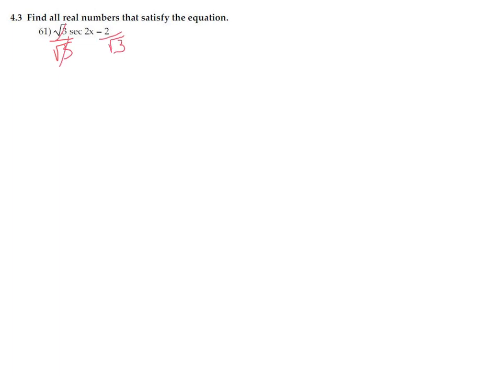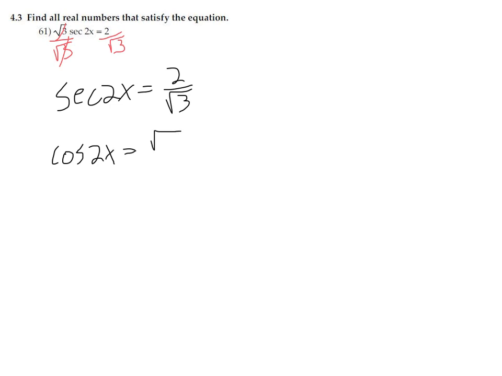This gives us secant 2x equals 2 over square root of 3. Now don't bother rationalizing yet, because secant, we can change that to cosine. And then that will switch to square root of 3 over 2. Cosine's 1 over secant. So if secant's 2 over something, cosine will be that something over 2. Now we can take arc cosine.